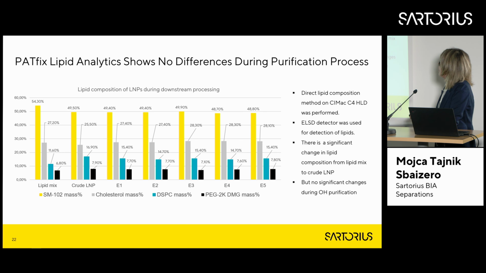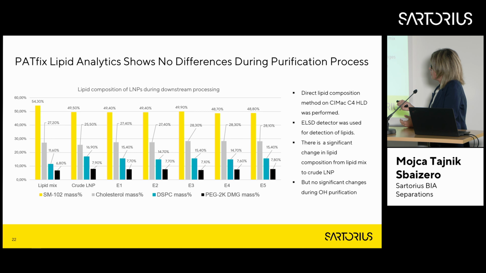Another thing is the lipid analytics. This was analyzed on our analytical column, so C4. And we see here different samples were analyzed: lipid mix, crude LNP, which is what comes out from the encapsulator, still containing ethanol and all the impurities, and then the different fractions I was showing before on the chromatogram, from the start to the end of the chromatogram. Interestingly, we see that these different subpopulations of the LNPs that we were purifying did not change in the lipid composition.